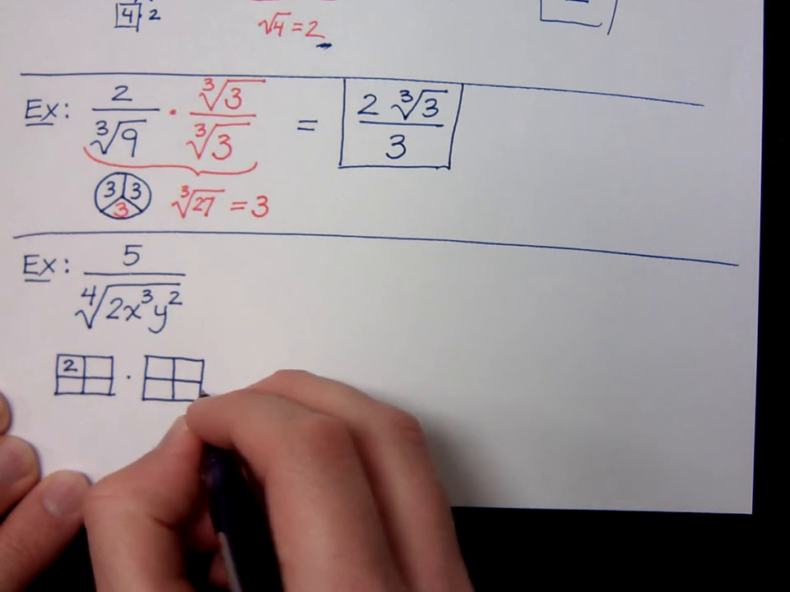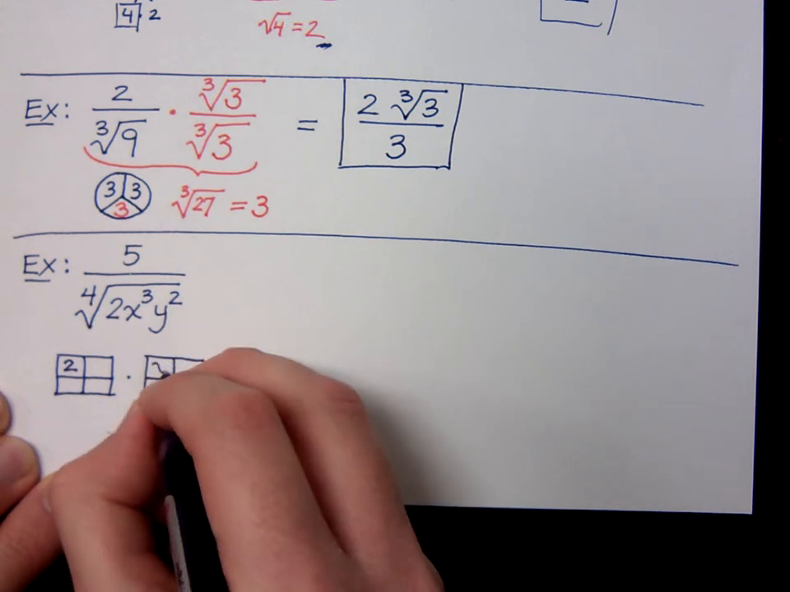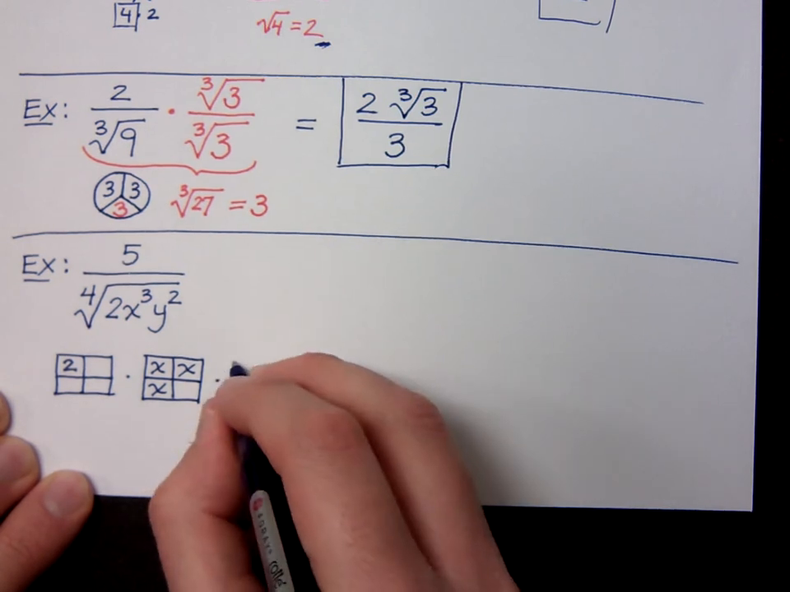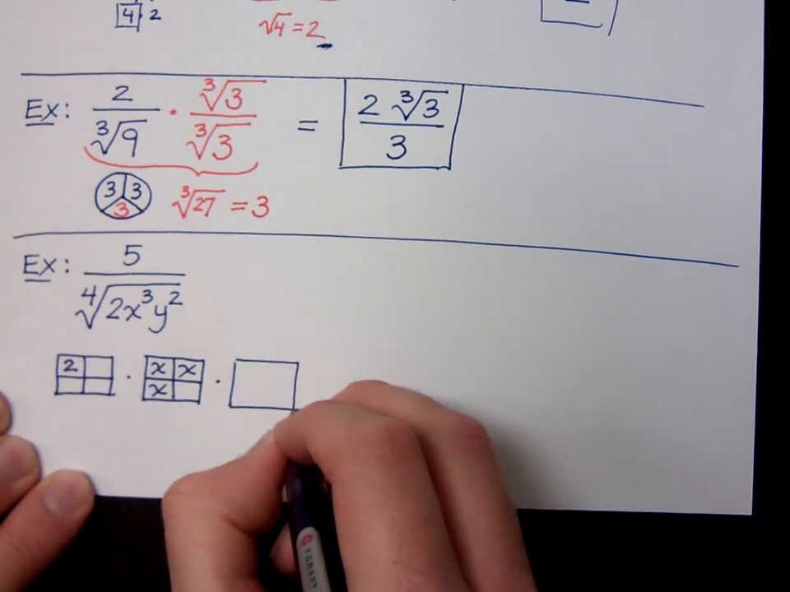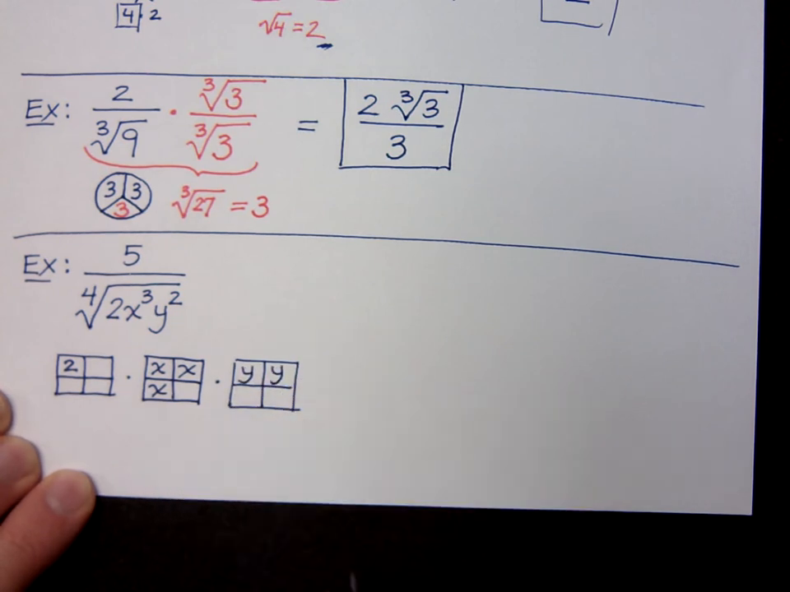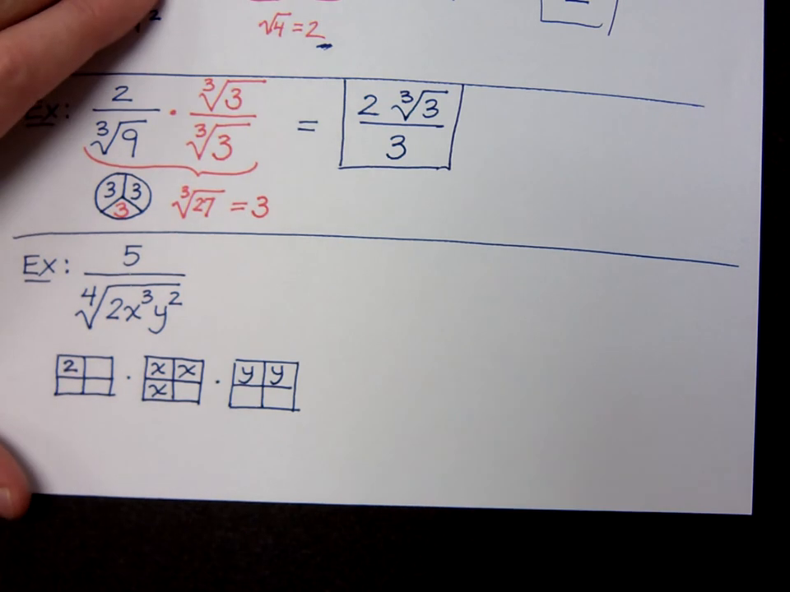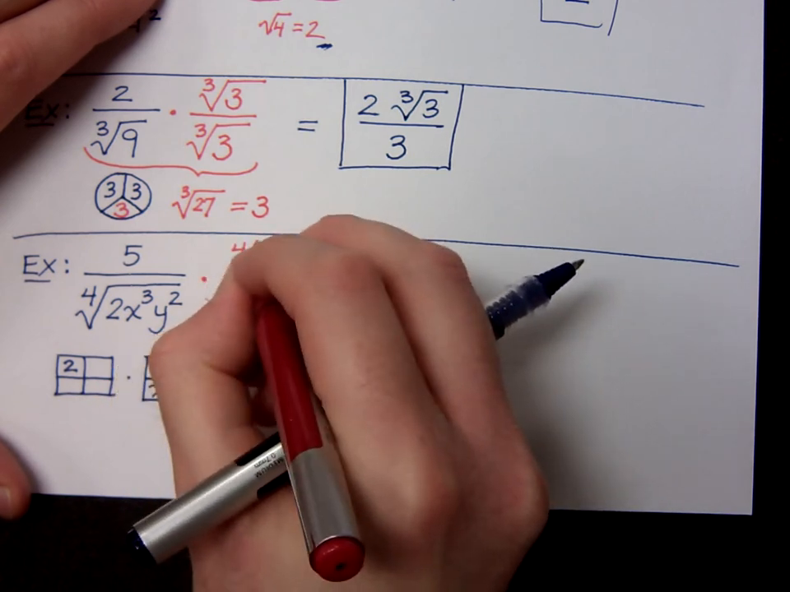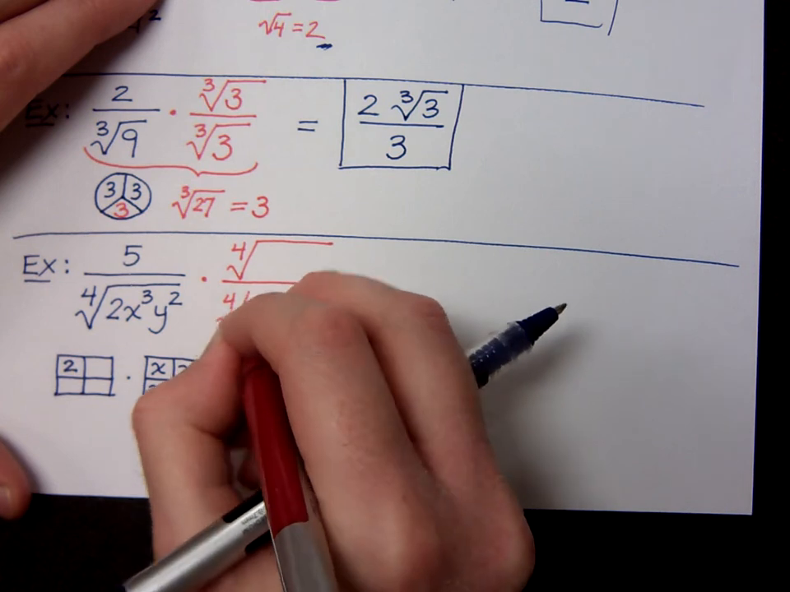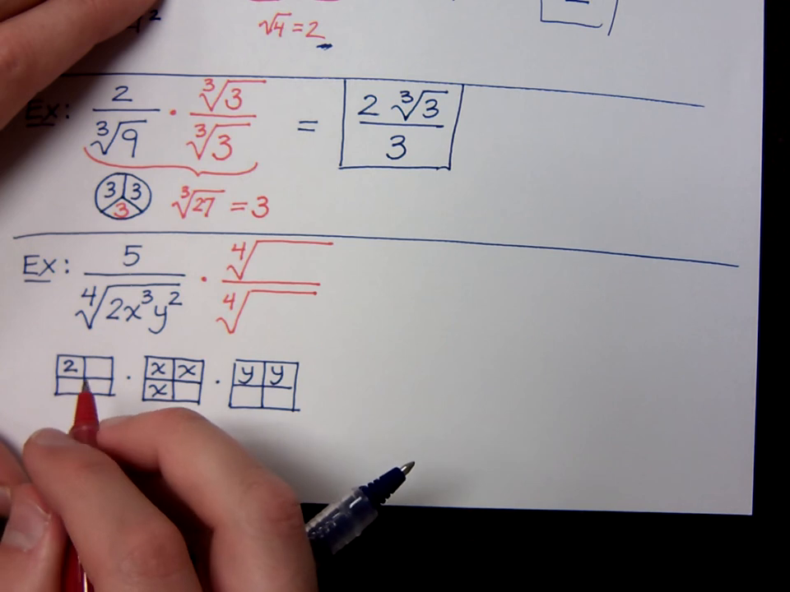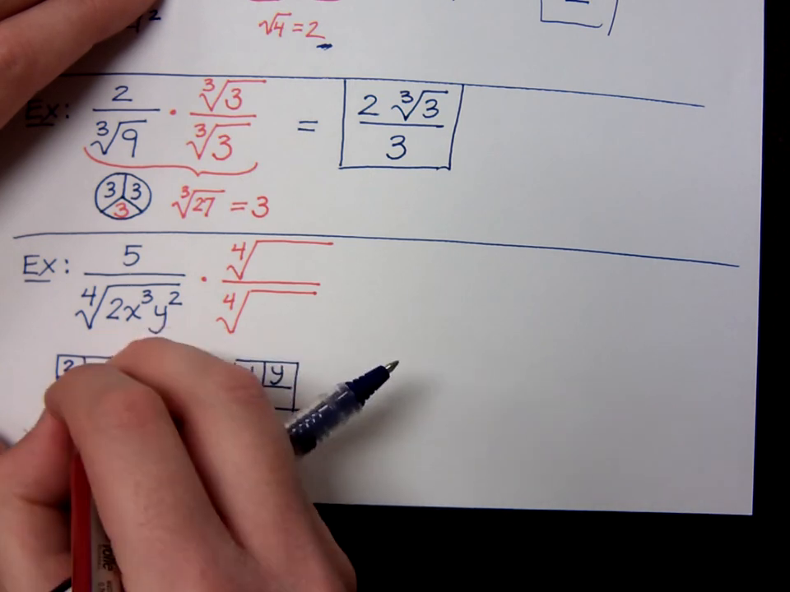Now I'm going to look at the x's. How many factors of x do I have? I've got 1, 2, 3 factors of x, right? And then when I look at my factors for y, what do I have? 2. I've got y times y. Do y'all agree? Now, just like we've been doing before, I'm going to write in those missing factors. Now, in order for me to do that, I have to use the fourth root. Do y'all agree? So, how many factors of 2 am I missing? 3. I'm missing 1, 2, 3.